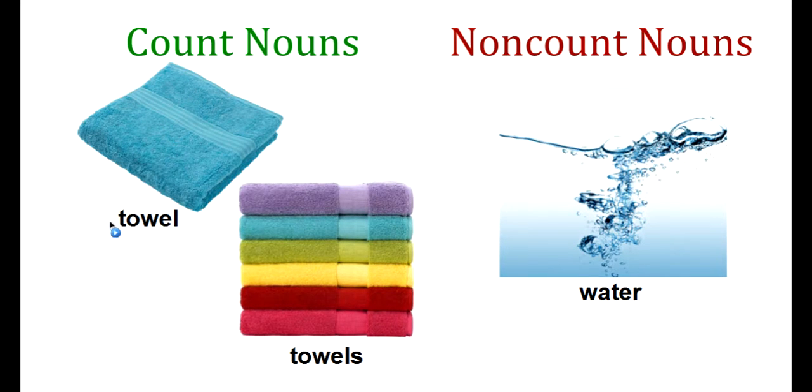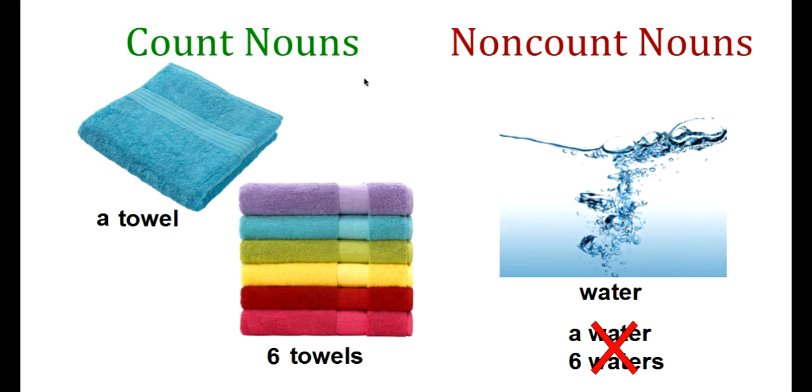I can even put an article in front of the word towel to show that there is a towel. And I can put a number in front of towels to be more specific. There are 6 towels. You can't do this with water. I can't say a water or 6 waters. These forms are incorrect. Just water.